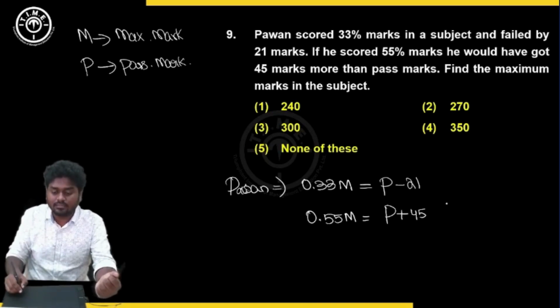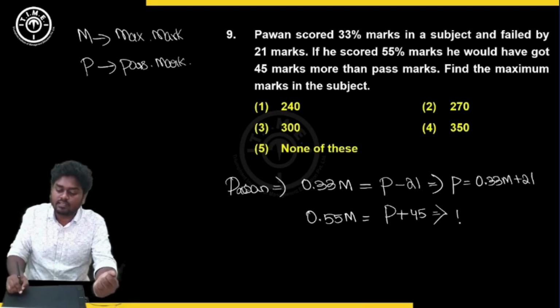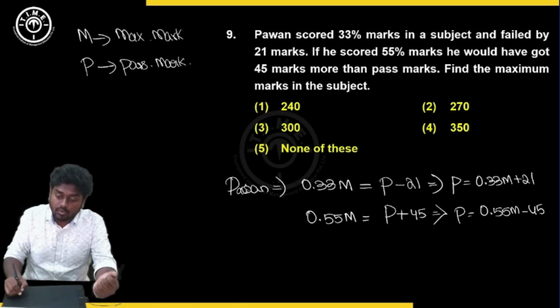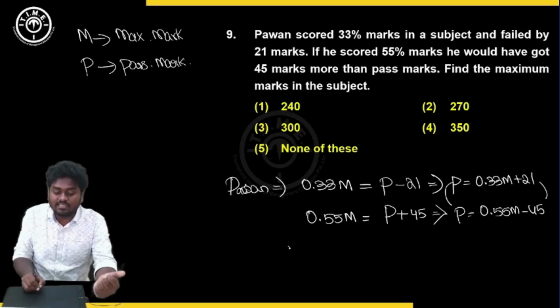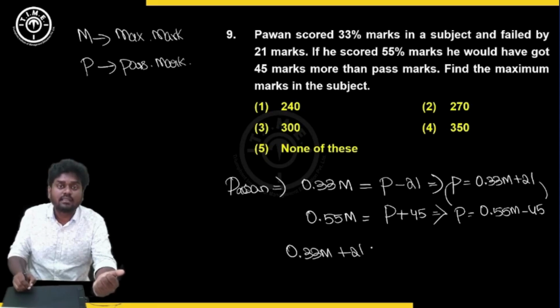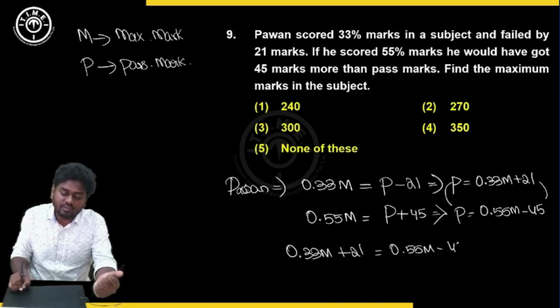We will solve this. How can we solve this? From this value of p, what comes? It's 0.33 m plus 21. Here, let us see what value of p comes, which is 0.55 m minus 45. Correct? Now LHS are same, pass marks are same. So obviously we can equate the RHS. Now if we equate RHS we get 0.33m plus 21, that will be equal to 0.55m minus 45.